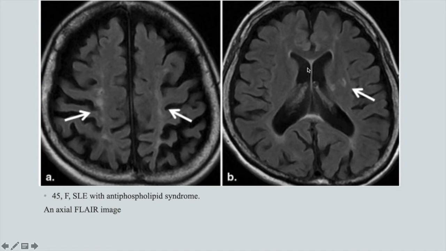These axial brain images belong to a 45-year-old female with SLE and antiphospholipid syndrome. As you can see in the photo on the left, the FLAIR axial images show a border zone infarct, or what we call a watershed infarct. And on the right, you can see there's a small left basal ganglia lacunar infarct.